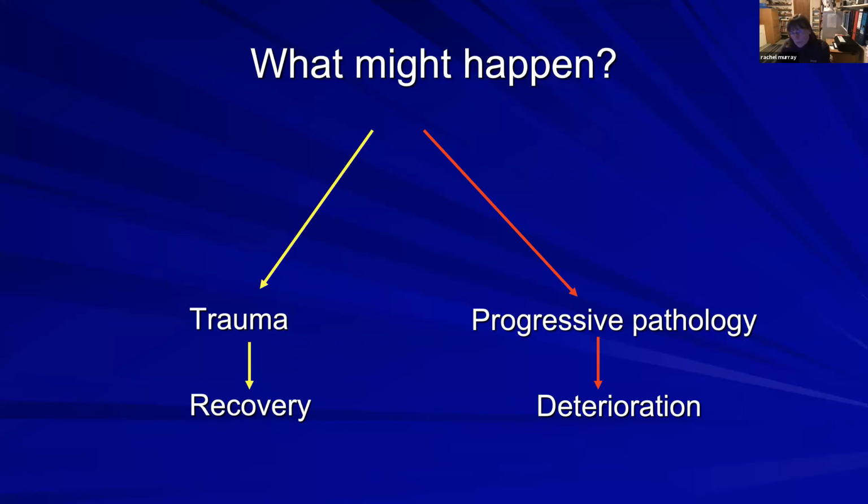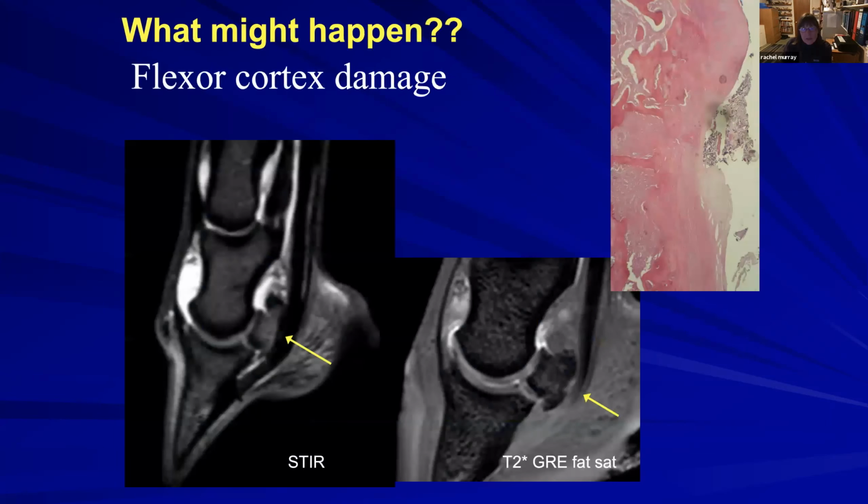However, if we've got progressive pathology, which is going to end up in deterioration, this may look very similar as high signal intensity or high fluid signal in the navicular bone in the first place, but ends up with deterioration rather than recovery. So what might happen? We might end up with fluid signal associated with flexor cortex damage or progressing into flexor cortex damage. And this flexor cortex damage may be quite significant. We may see necrosis, we may see significant abnormality, and generally our prognosis would not be so good with this.